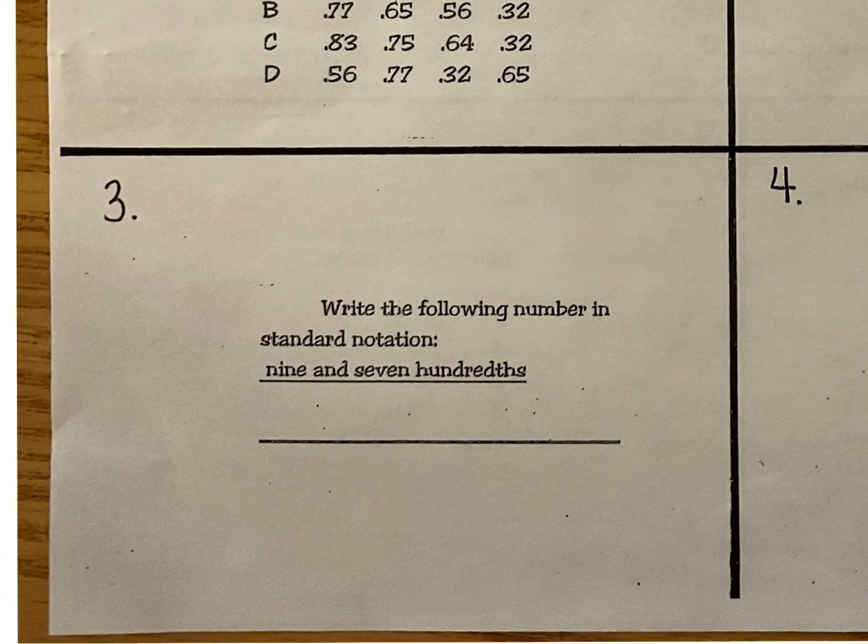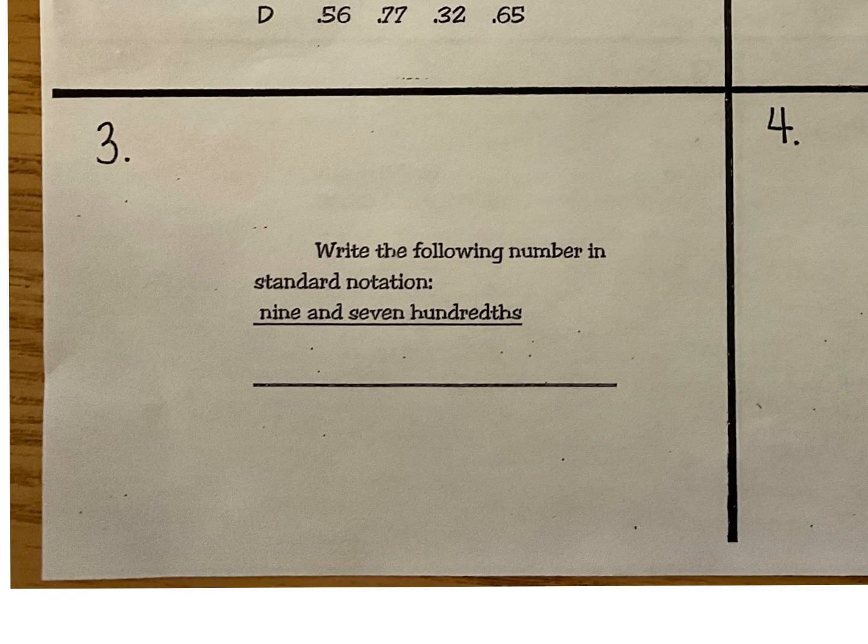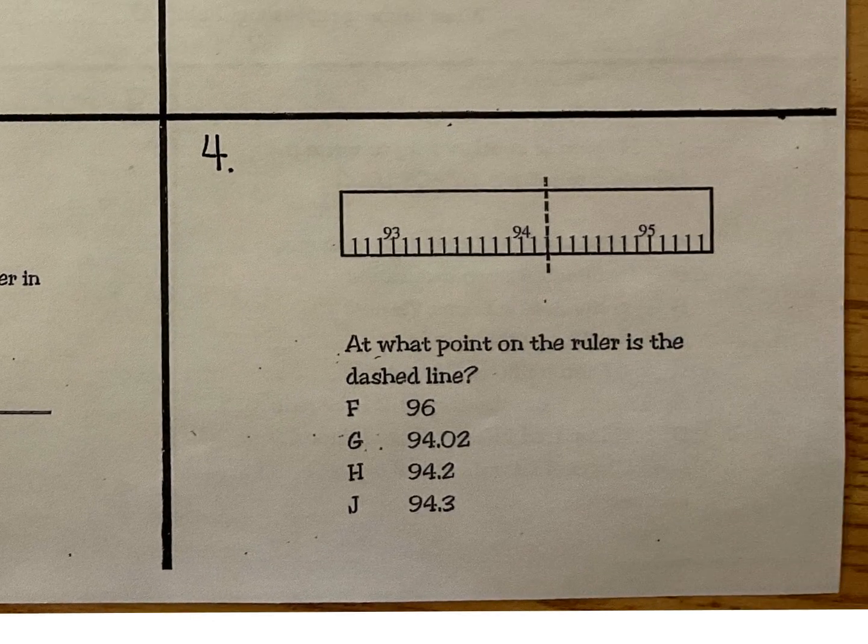Number 3, write the following number in standard notation, 9 7/7. Number 4, at what point on the ruler is the dash lined?